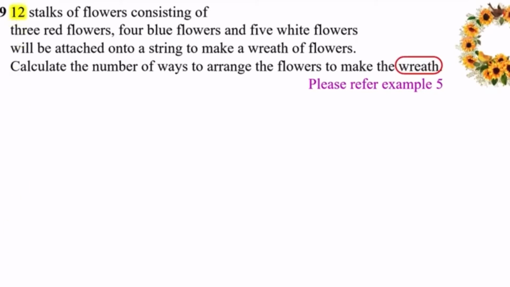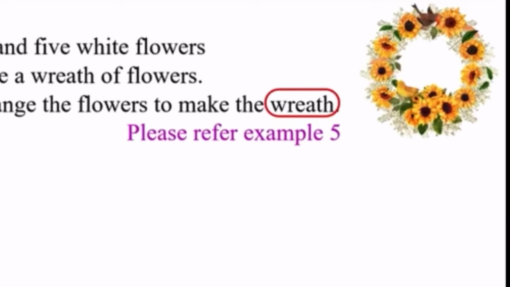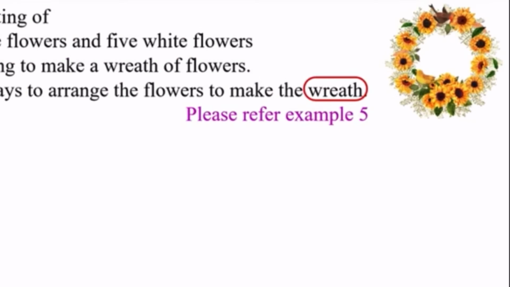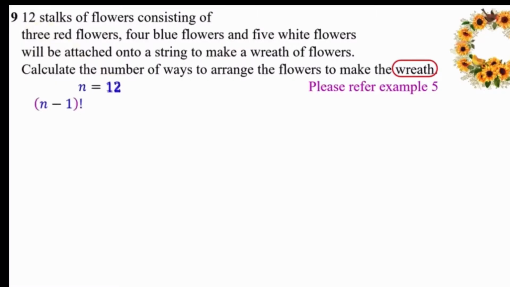So let's have a closer look at the wreath of flowers. We have 12 stalks of flowers. That means n is equal to 12. Because the wreath is in a circle, we have to use the concept of circular permutation, right? Remember, for circular permutation, the formula is n minus 1 factorial. So the answer is 12 minus 1 factorial if we want to arrange the 12 stalks of flowers in a circular shape. So the number of ways will be 11 factorial.